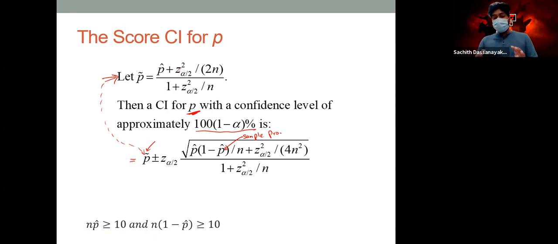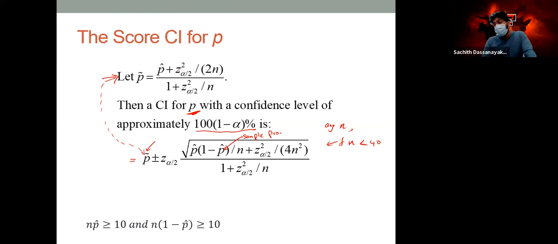Okay, so this is a general case. I mean, this is a general equation. We can use this for any n. Most of the time, since you know what is going on if n is large enough, so if n is less than 40, we can use this.